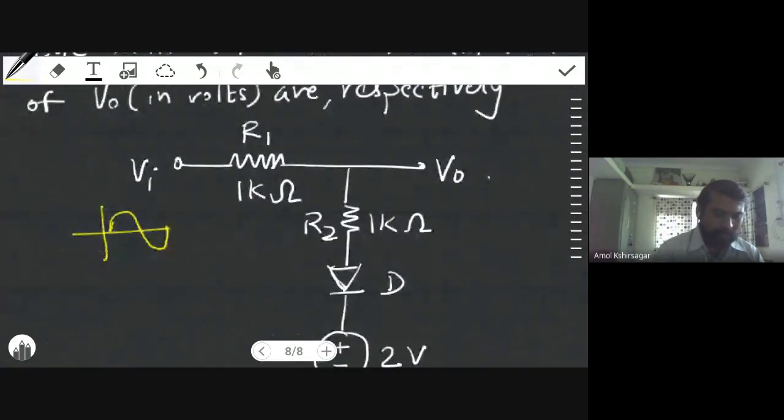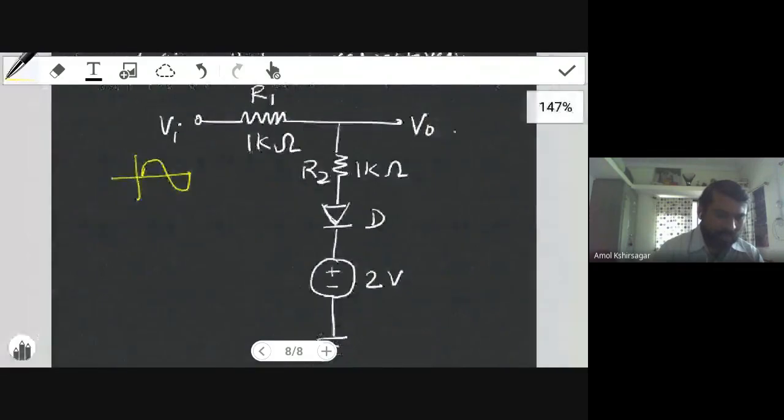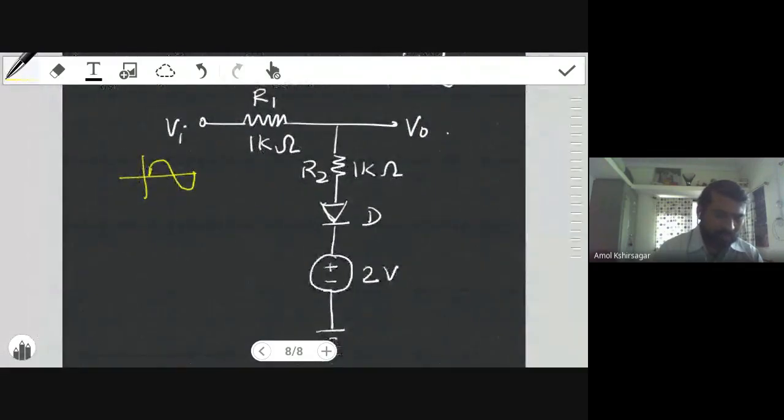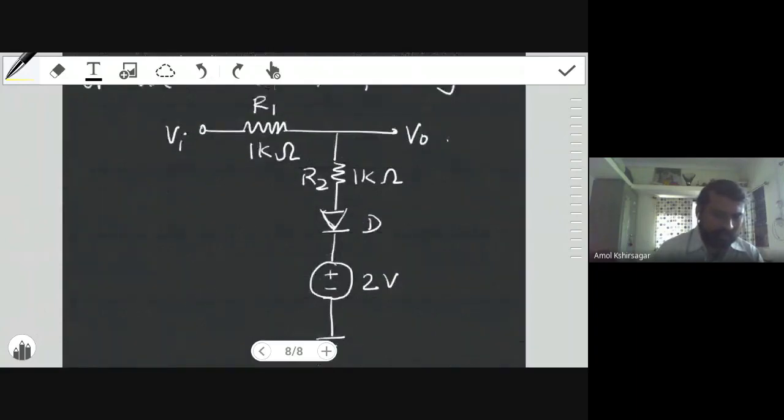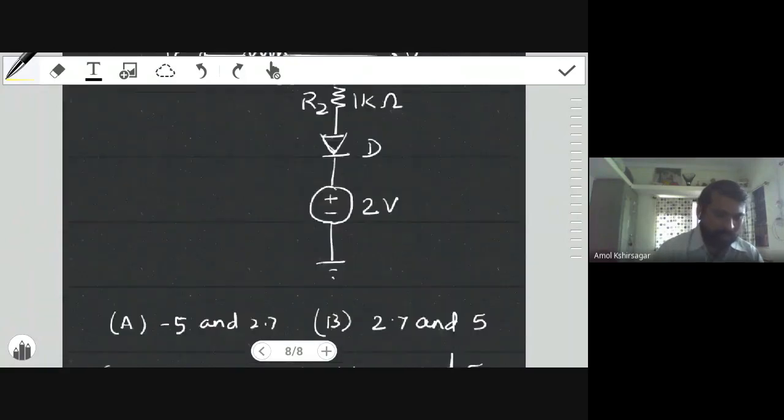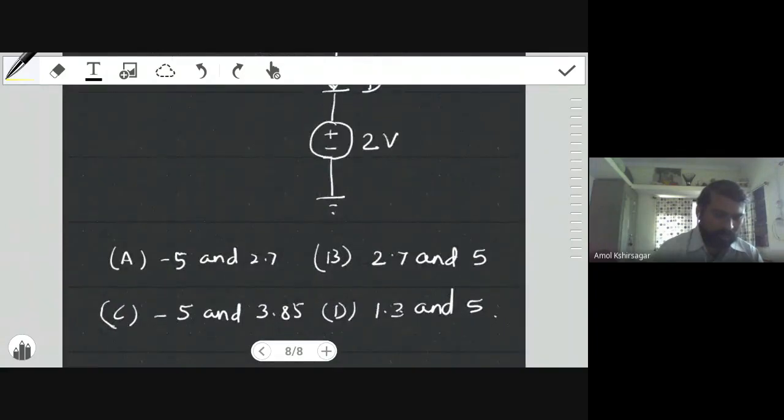Output is asked across this circuit. So if you can see, this is the circuit in which two resistors are there, R1 and R2, along with diode D, and the various options are given. So answers A, B, C, D are given. So let us solve it.